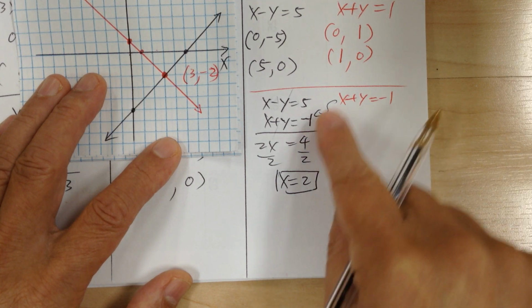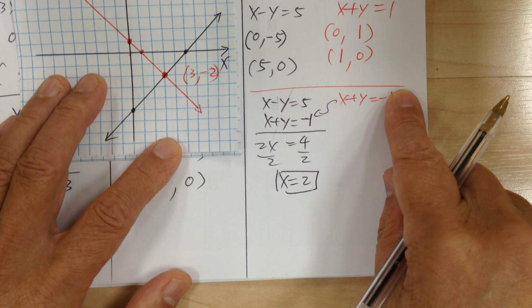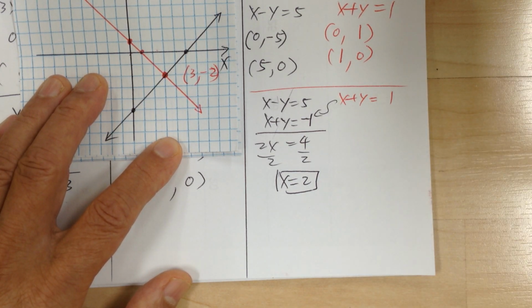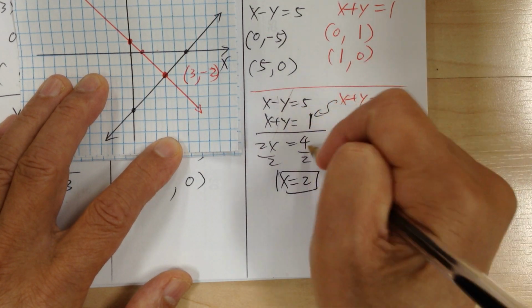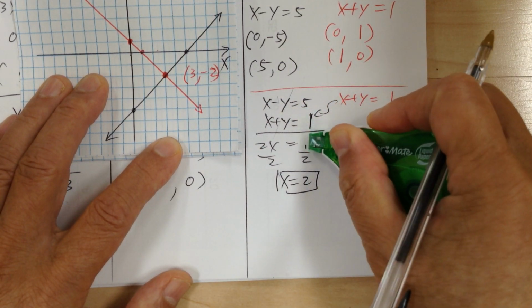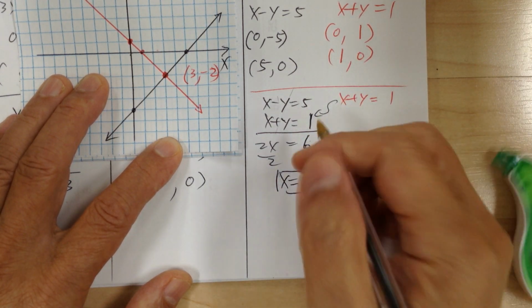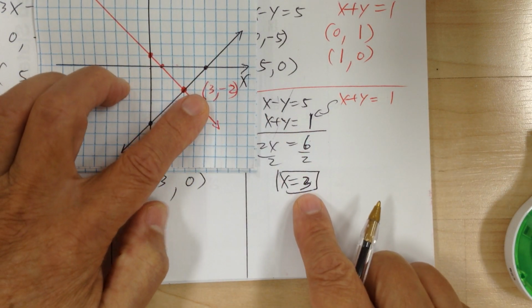Wait, hold on, let me see. Oh wait, I think I copied the point. Oh, never mind. This is 1. No wonder. Okay, so this is 1, positive 1. So this is 6. And this will equal 3. There we go, because they have to match. See that? So they have to match.